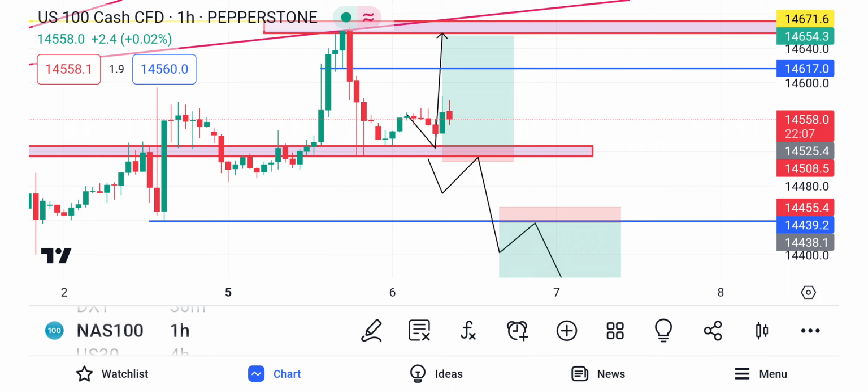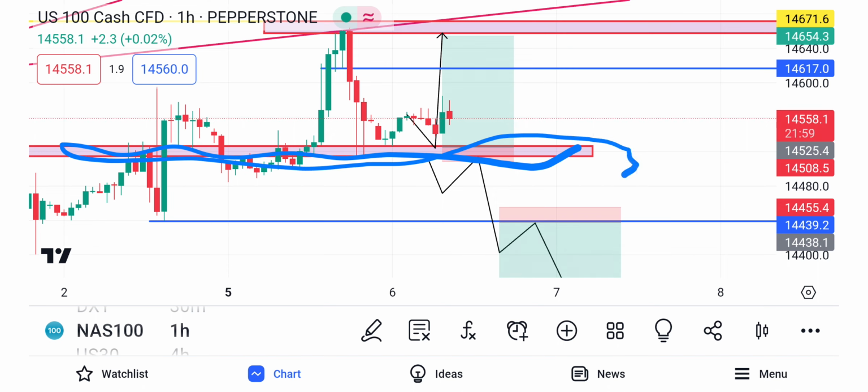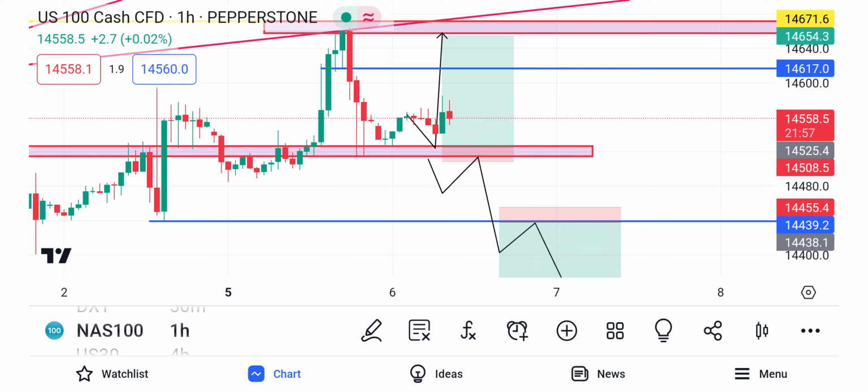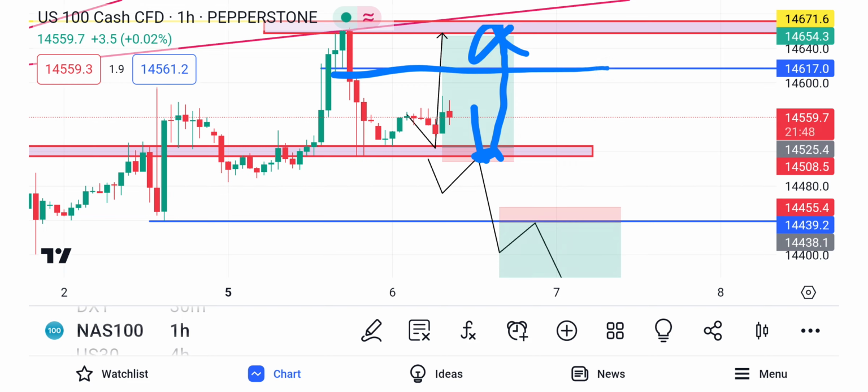At the end of the day, guys, you don't trade what you think, you trade what you see. So what I see is that the market is above the current demand zone. So if the market comes here, it will buy and move to the top. This one is the first TP and this one is the overall TP. That is the current direction of the market.